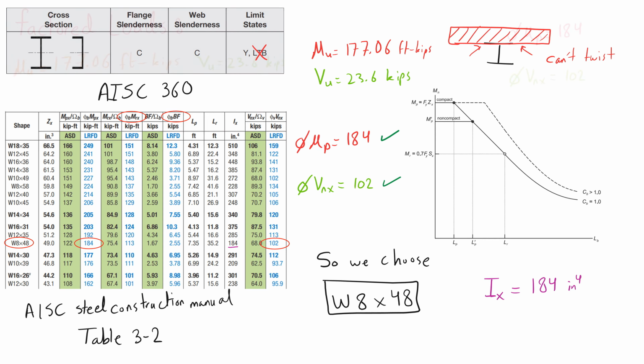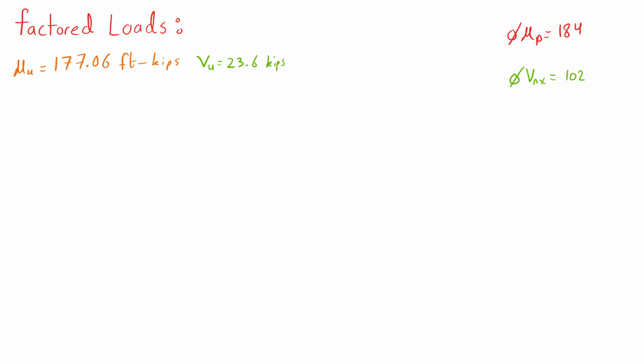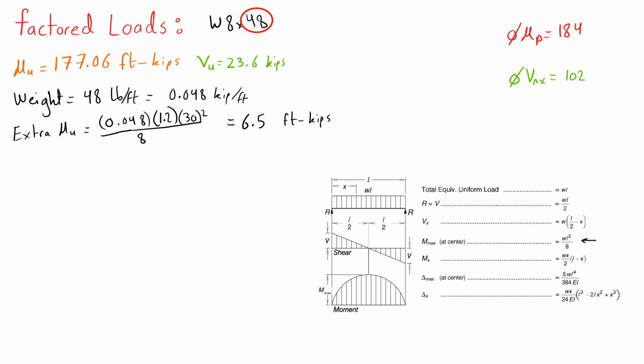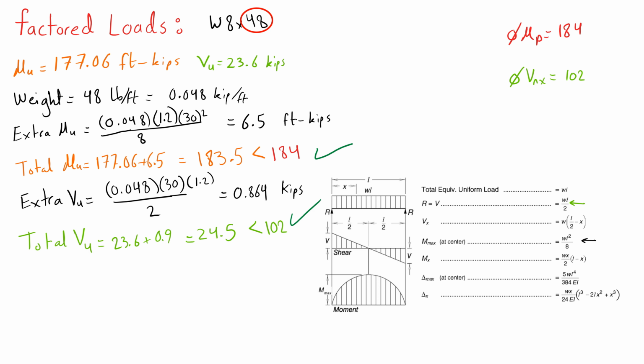Now that the trial section has been chosen, its own weight has to be taken into account as a dead load. In American sections, the second number always refers to the nominal weight of the W section. By factoring the weight and using the previously used table, we can calculate the extra bending caused by the own weight of the beam. Even after adding the extra moment, the total moment is still less than the strength, so we move on to the shear strength. The same happens when adding the extra shear as well.